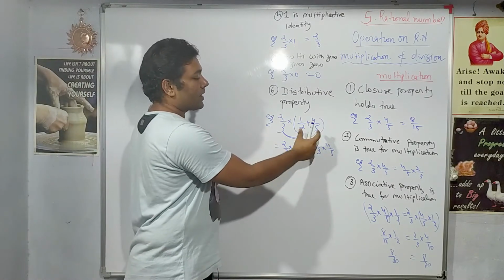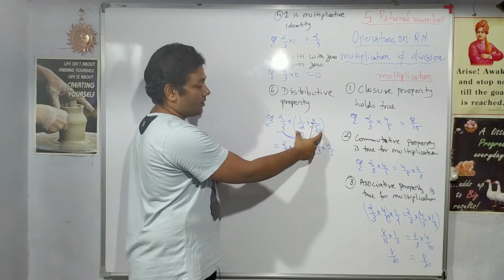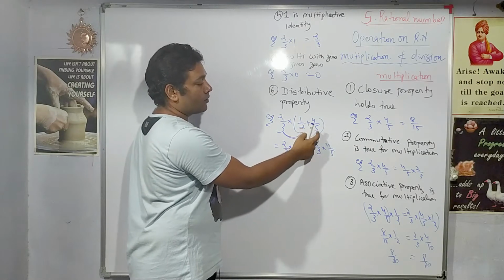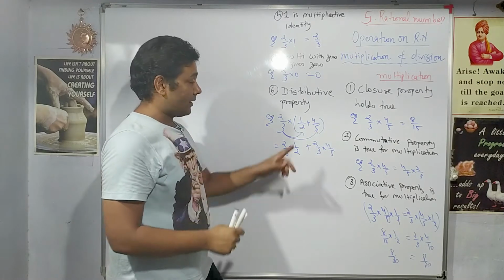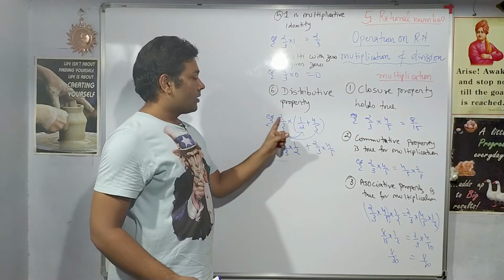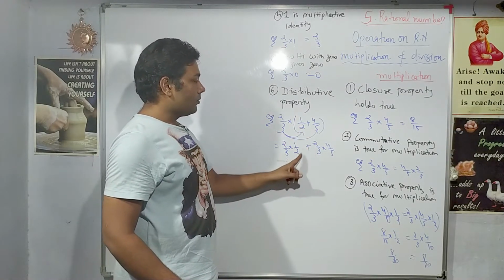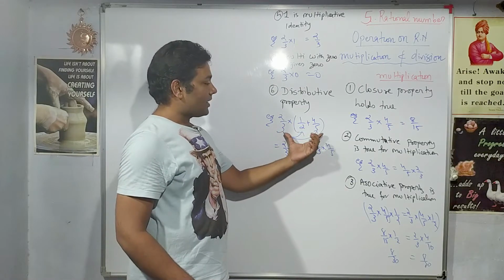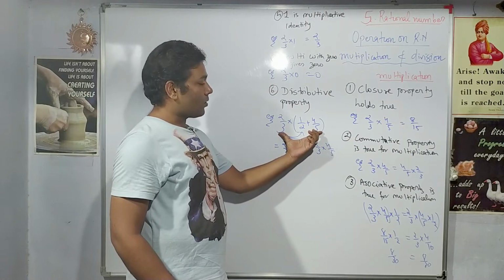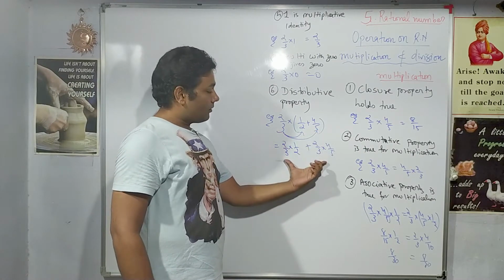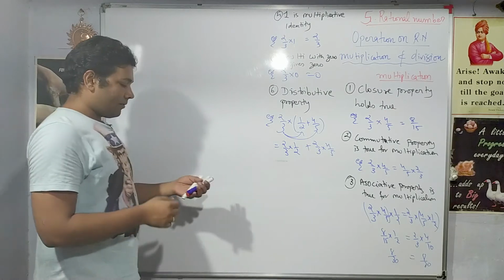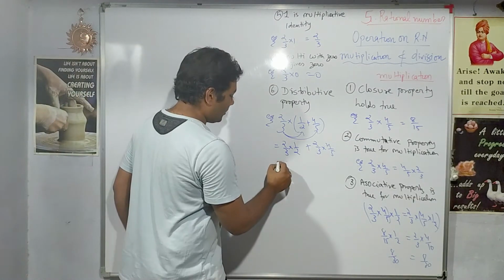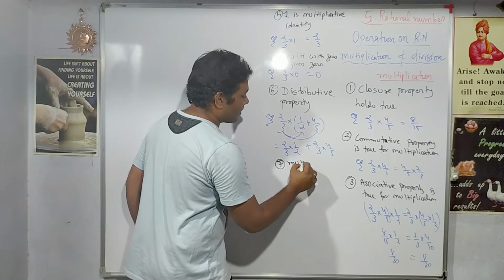2 by 3 multiplied with the bracket. In the bracket, these are two different terms connected with a plus sign. So how will you expand this? 2 by 3 multiplied with 1 by 2 plus 2 by 3 multiplied by 4 by 5. Whenever you see this format, it will be solved with this method, and this method we call the distributive property. Then the seventh one we have is multiplicative inverse.